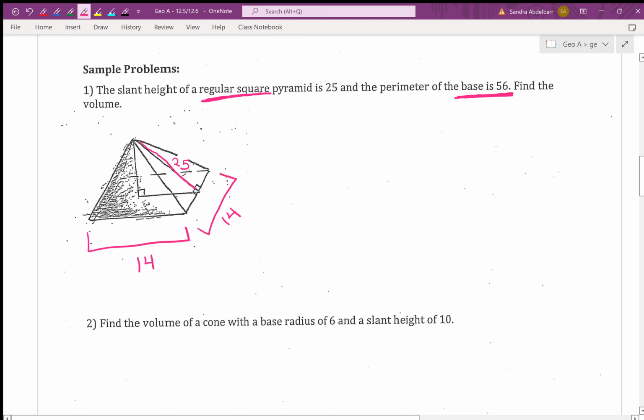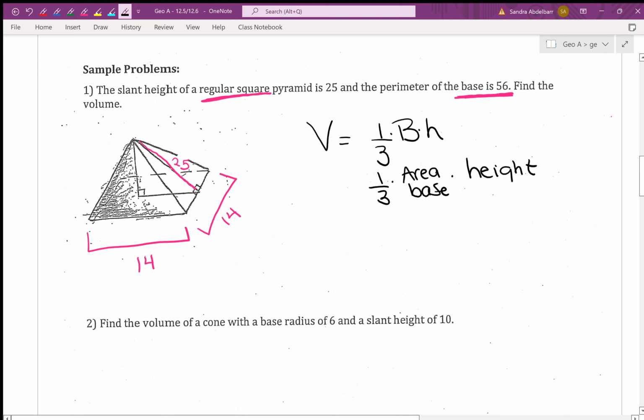Find the volume of the pyramid. Well, to find the volume of a pyramid, we're going to use the formula volume equals 1/3 that capital letter B times H. So this is 1/3 times the area of the base times the height of the whole pyramid. Okay, so do we all agree the base is a square? So to find the area of the base, we're going to do 14 squared, 14 times 14.